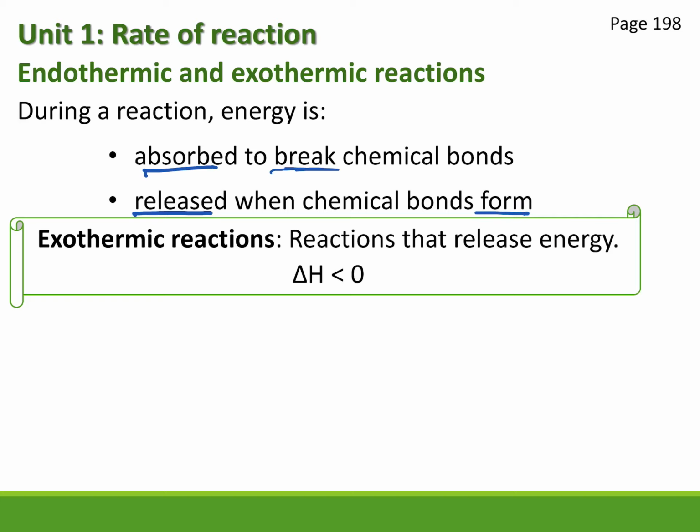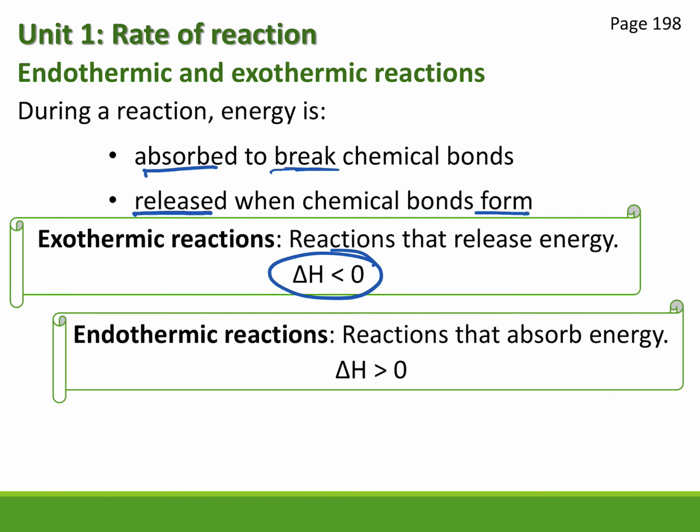So, in an exothermic reaction, the important thing to remember here is that energy is always released. So, the energy that's given off is more than the energy that's taken in, and delta H is smaller than 0. In other words, delta H is negative, okay? That's the heat of reaction. Secondly, an endothermic reaction absorbs energy, and delta H is now greater than 0, so it's positive. That's very, very important, okay?